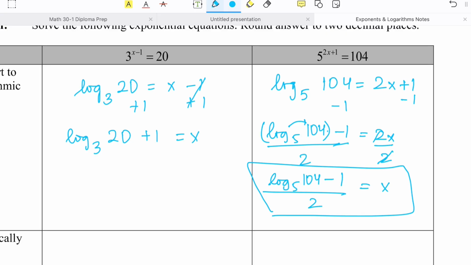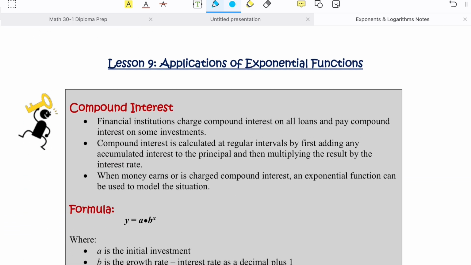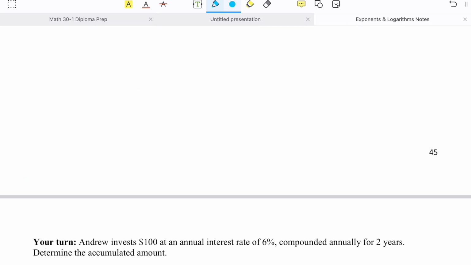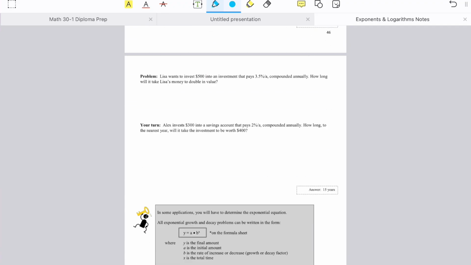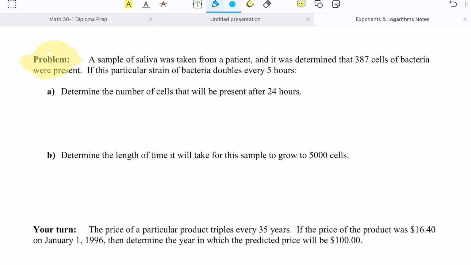Okay, you can do these practice questions. Okay, we did not do lesson 9, but the only question we did do in lesson 9 was this, right? And you have done this in exponents as well.